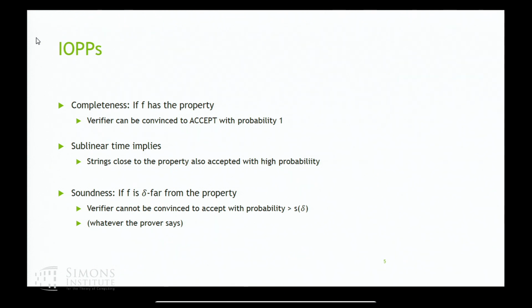So this is inevitable just because we're working with sublinear time. So the best soundness we can hope for is that if f is delta far from the property, then the prover cannot convince the verifier to accept with high probability. So this is our goal. In the completeness case, for f with the property, we want to accept with probability 1. In the soundness case, if f is delta far from the property, we want to reject with high probability. Okay, so that's the setup.